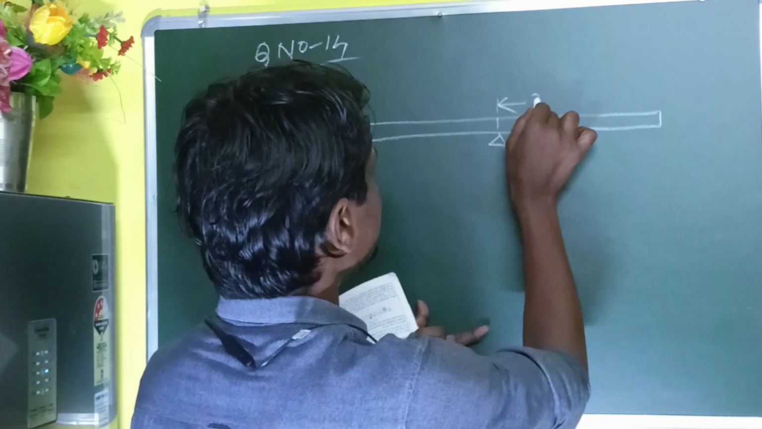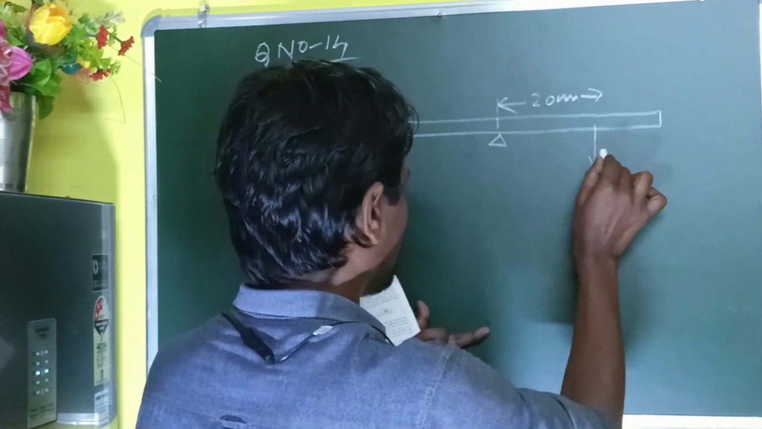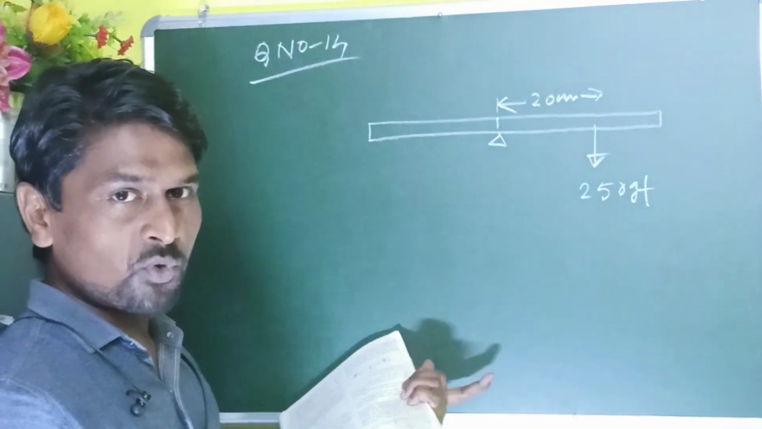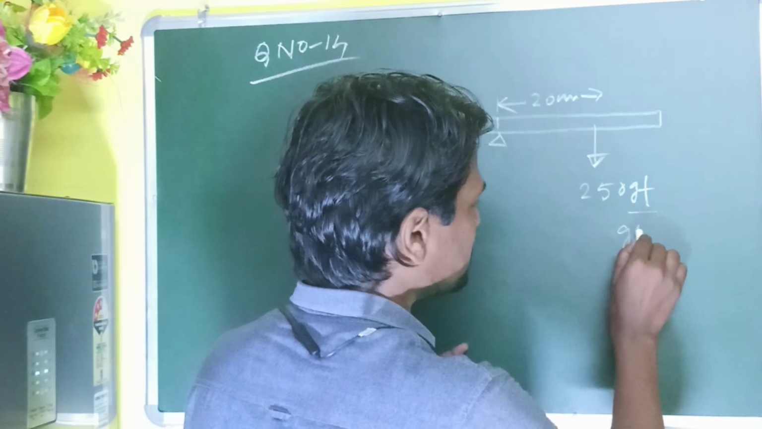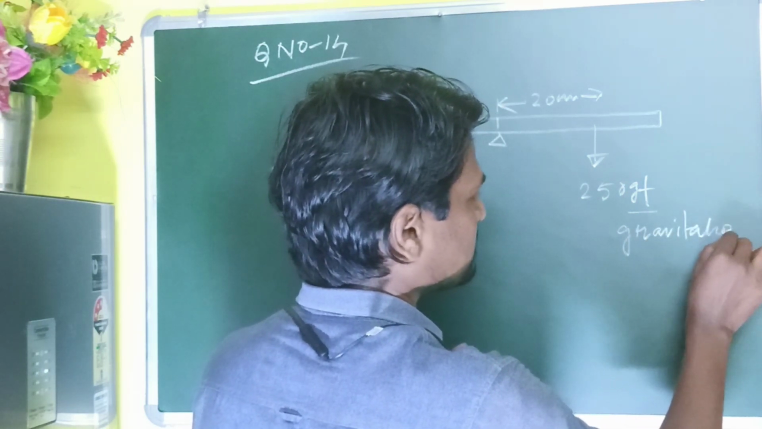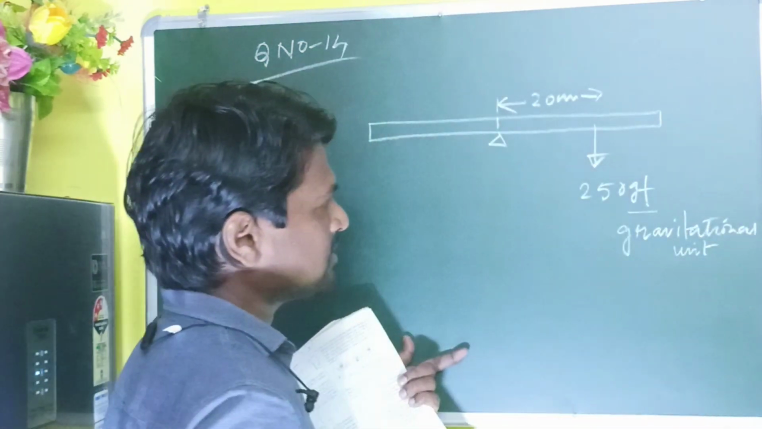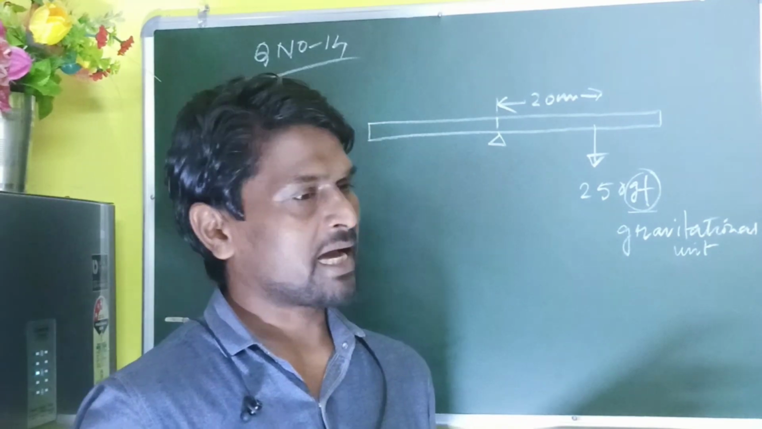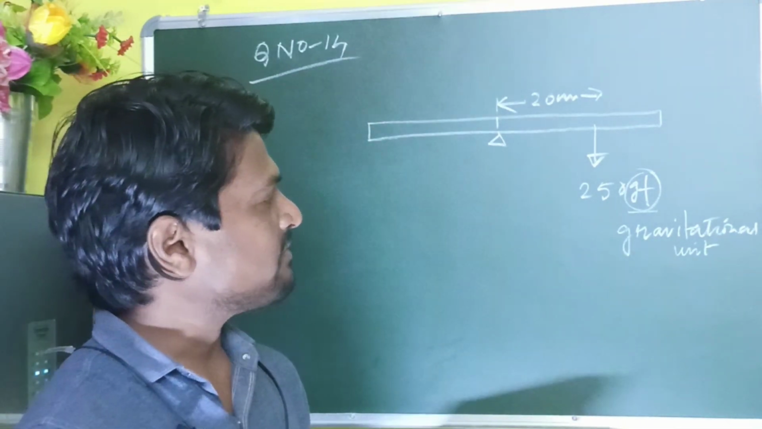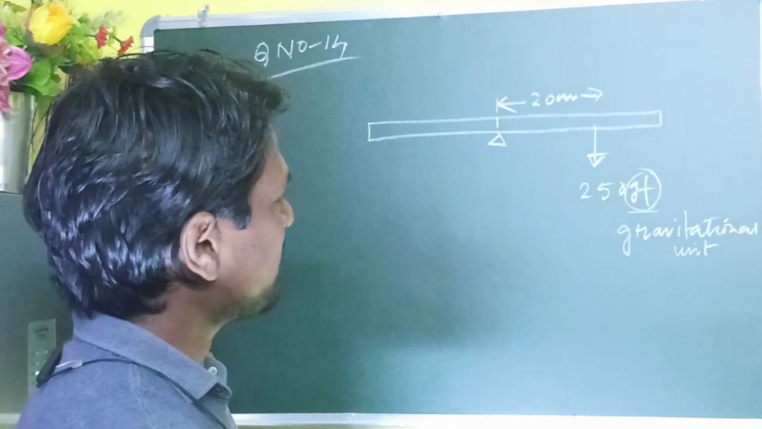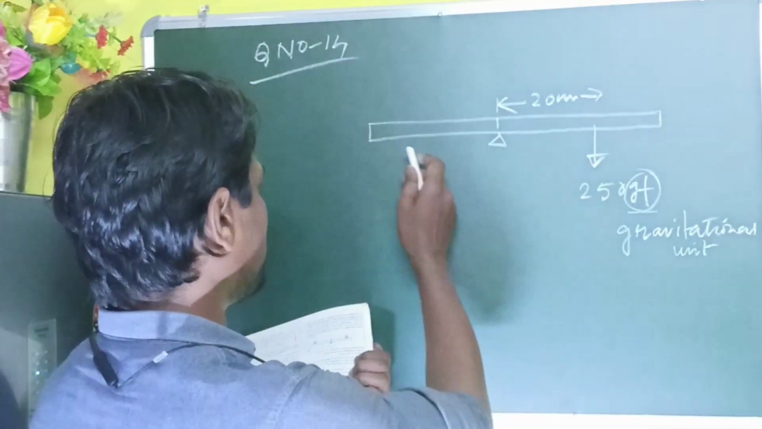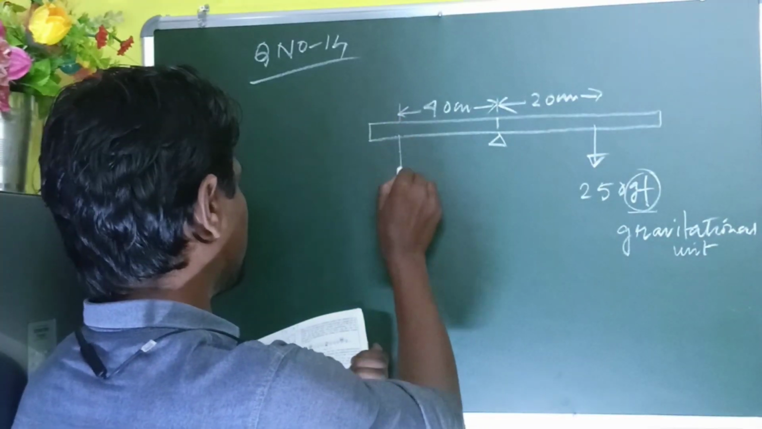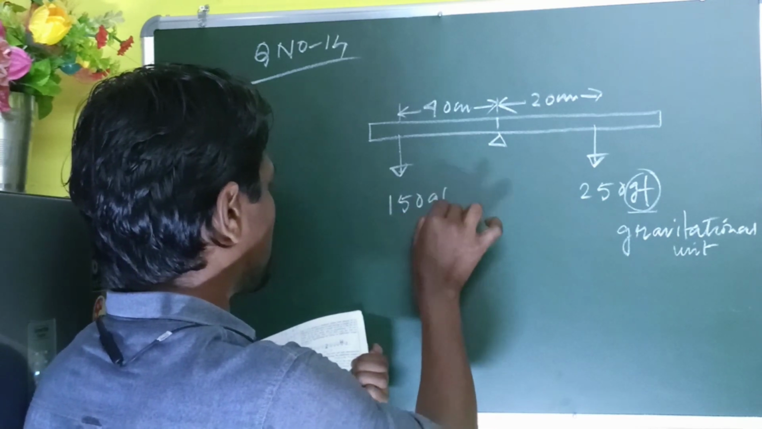There is a mass of 250 gram force at 20 centimeter. What is gram force, students? This is a gravitational unit. Gram force, kg force, all are gravitational units, and they are only applicable when gravity acts on a particular mass. Another mass of 150 gram force is at 40 centimeter.